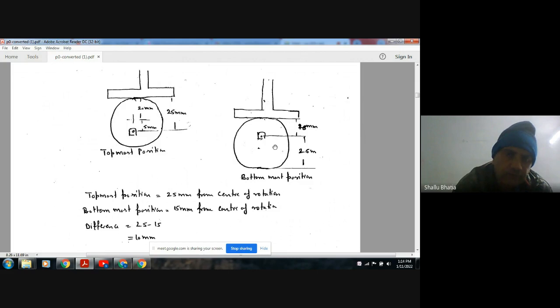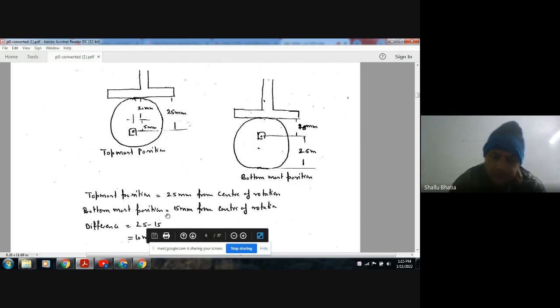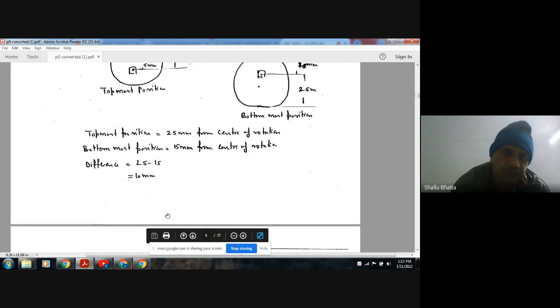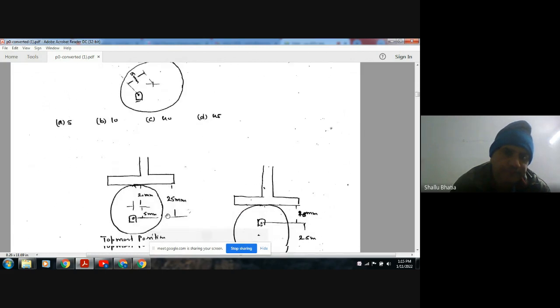Total is your 40 mm, as radius is 20 mm. This is your 15 mm, and this is your 25 mm. So the topmost position will be 25 mm from the center of rotation, and the bottommost position will be 15 mm from the center of rotation. So the answer is the difference, 25 minus 15, that is 10. So the answer is B.